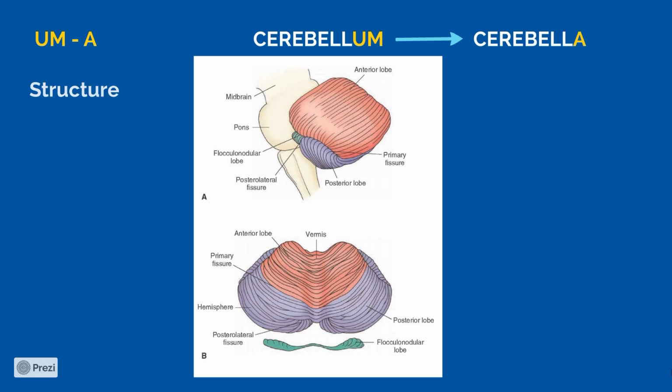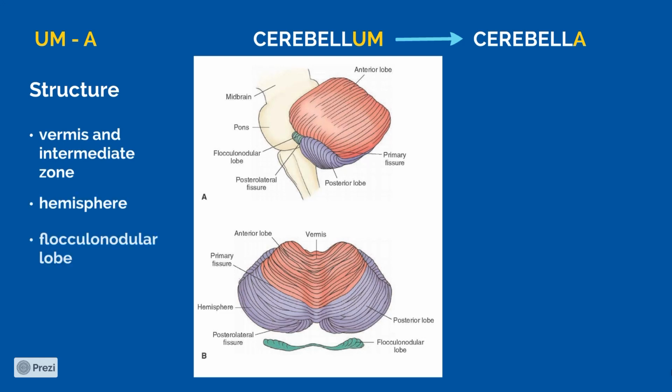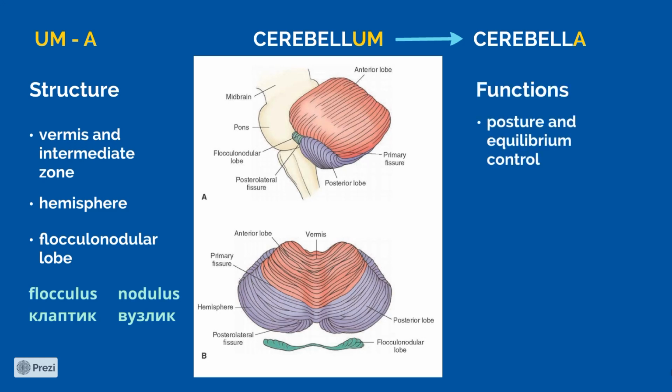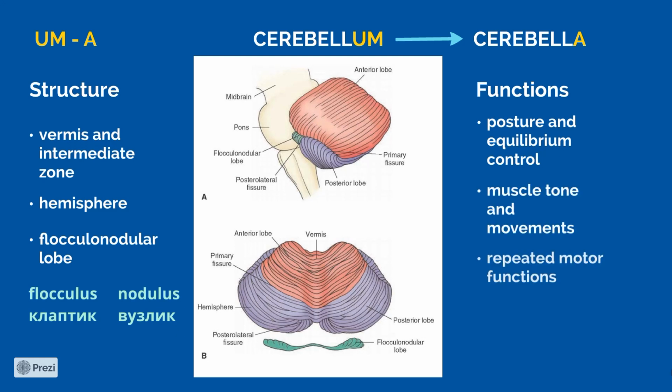It consists of the vermis and intermediate zone, the hemisphere, and the flocculo-nodular lobe. The latter contains the flocculus, klaptek, and the nodulus, vuzlik, and together they form the flocculo-nodular lobe, klaptekovo-vuzlikova chastka. The functions are posture and equilibrium control, muscle tone and movements, and repeated motor functions.